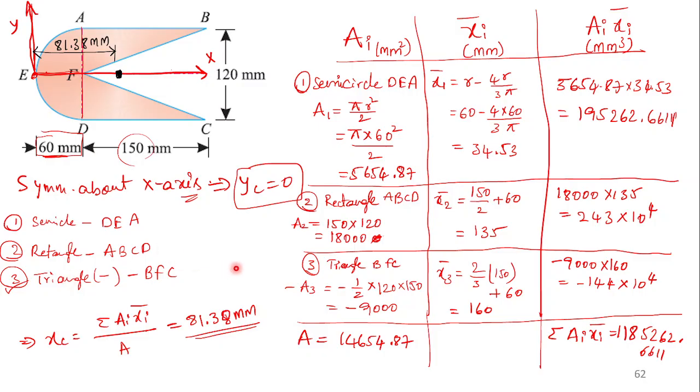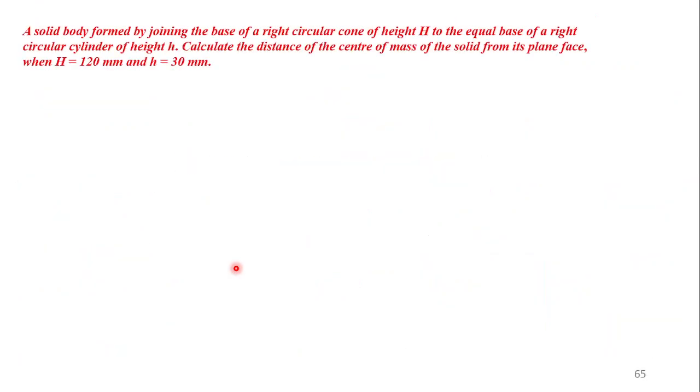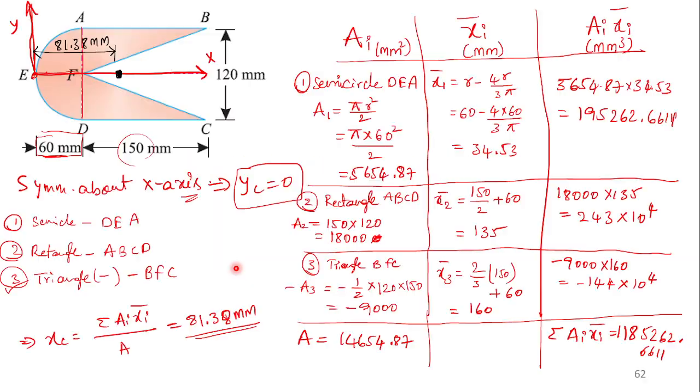Okay, so that is all about finding out the areas for composite areas. Let me pause here for a while so that you can make note. Then we will move on to the moment of inertia.